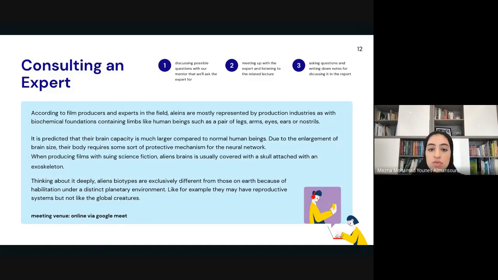And after the meeting, we came to realize that if aliens were real, their biotypes would be exclusively different from those on Earth because of habitation under distinct planetary environments. But most film producers and experts in the field usually present aliens in the film industry like humans, as having biological foundations like limbs and a pair of legs, as well as arms, eyes, ears, or nostrils.